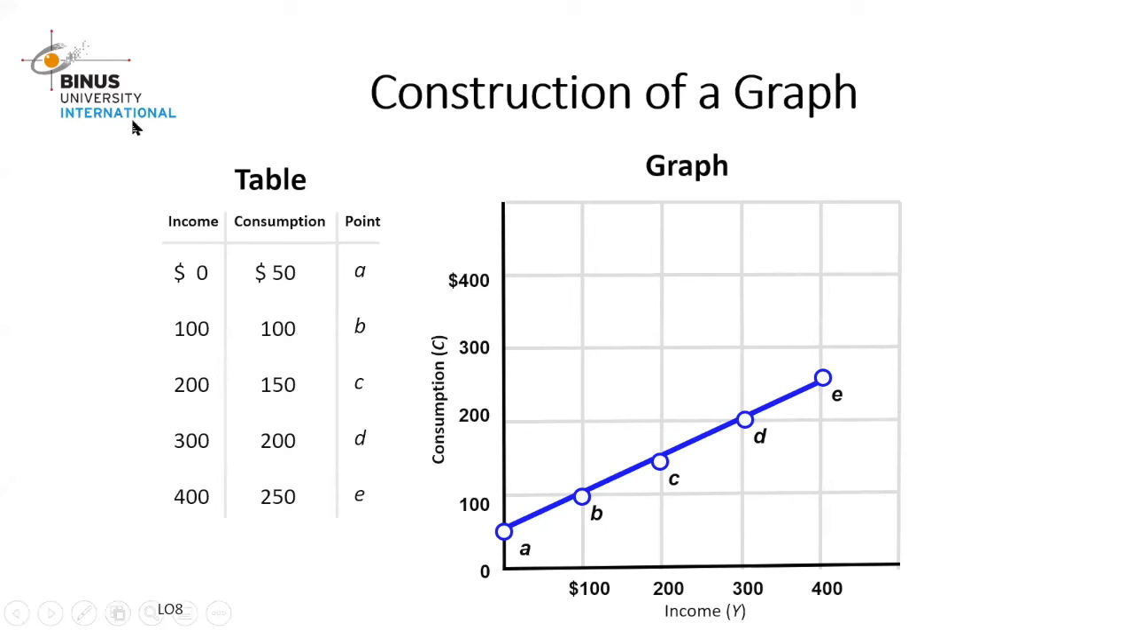So this is the income, this is the variable. Look at this. The income variable is on the horizontal axis, and the consumption is on the vertical axis. And if you look at this, one thing is very noticeable.